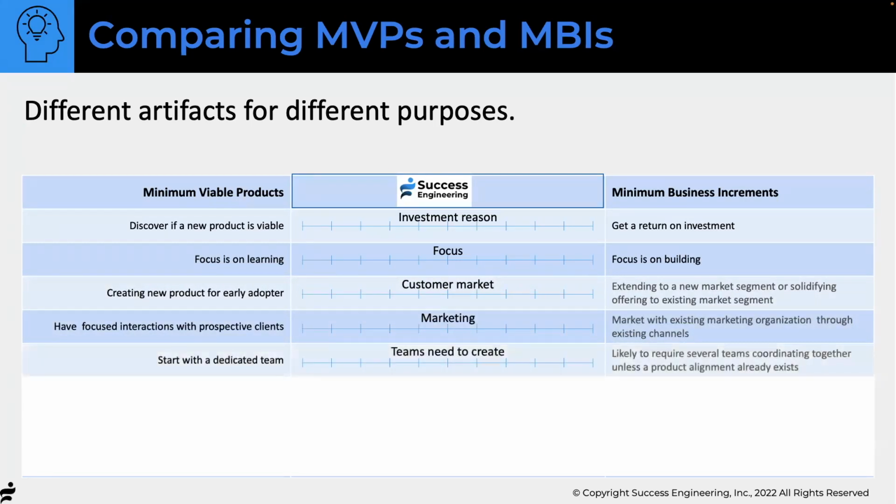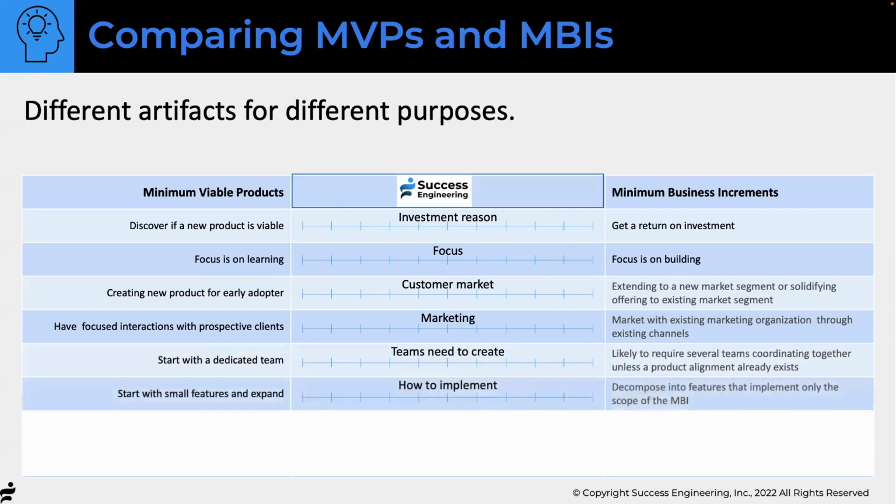Yes, that is possible. You typically start with a dedicated team or a small group of teams. Likely in an MBI in a larger organization, it's going to be several teams because the product exists and it's being spread out across several teams. With MVPs, you start with small features and expand. With MBIs, there are actually two ways to go. You could decompose it into features that implement only the scope of the MBI.